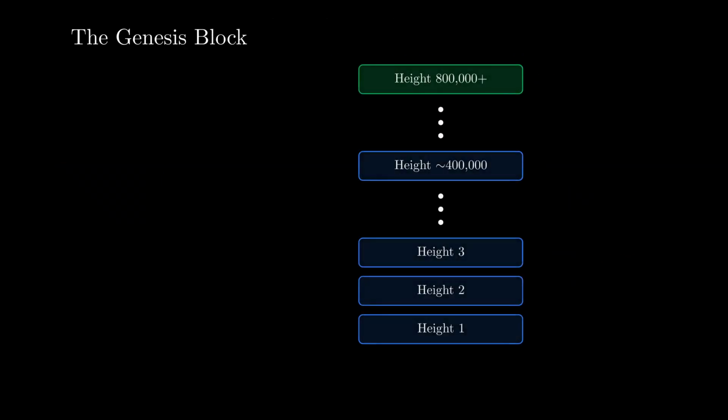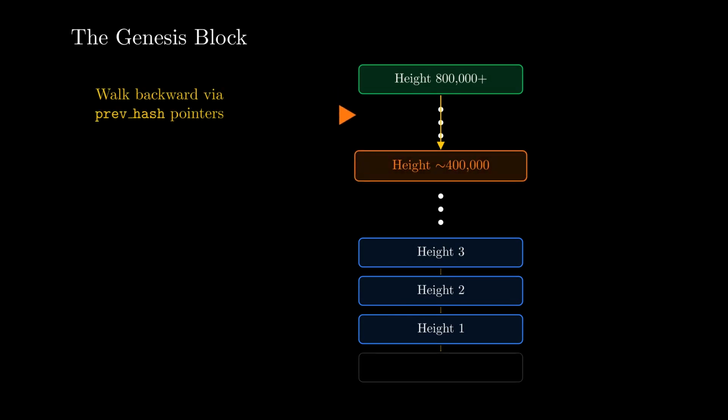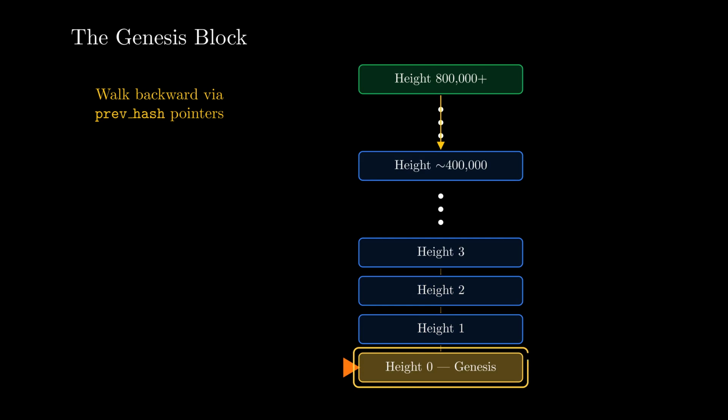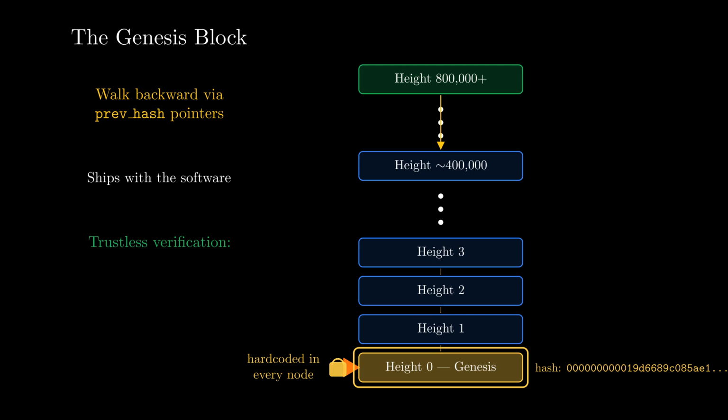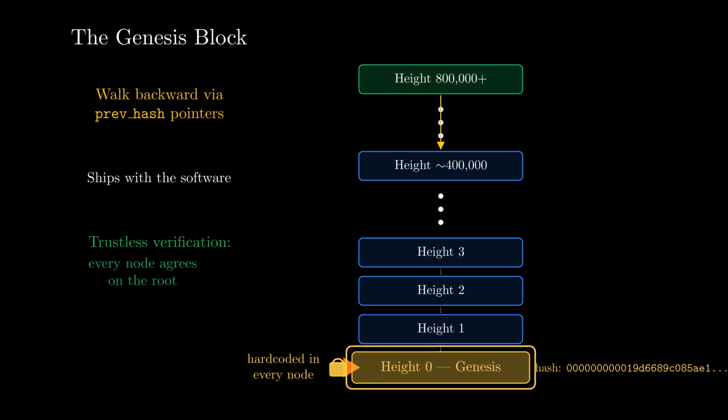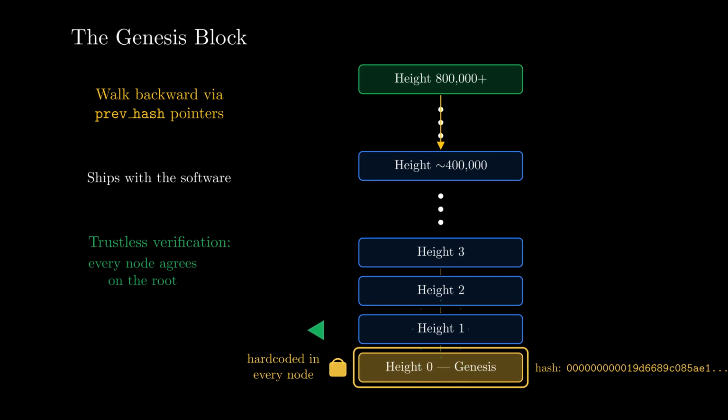Every chain of hashes has to end somewhere. Walk backward from any block following previous block hash pointers, and you eventually land on one specific block, hard-coded into every Bitcoin node on Earth, the Genesis block. It's the only block no one had to mine into consensus. It ships with the software. That's what makes trustless verification possible. Every node already agrees on the root. From there, you verify every link forward, all 800,000 plus of them, with nothing but math.